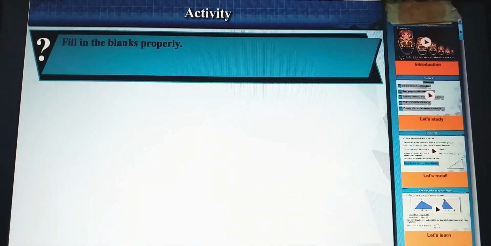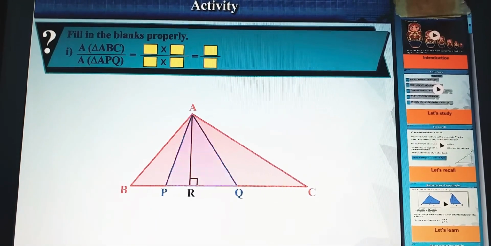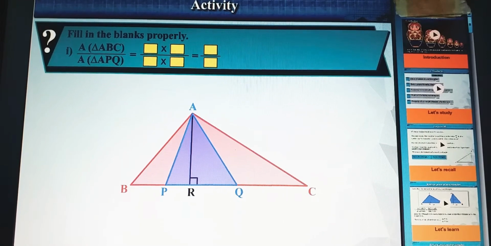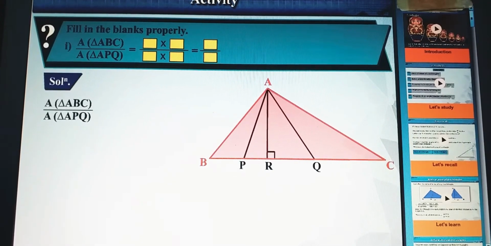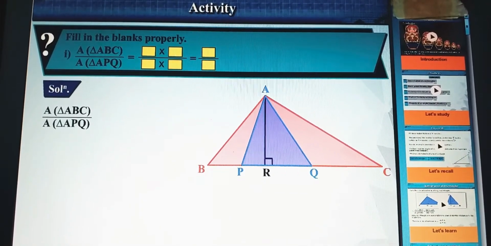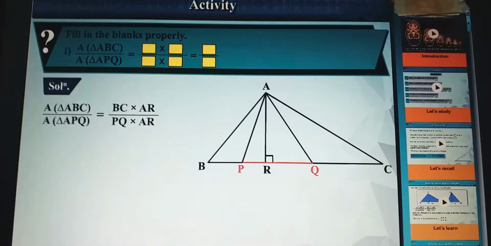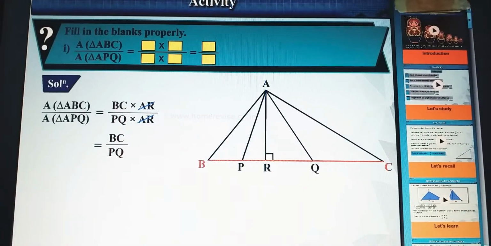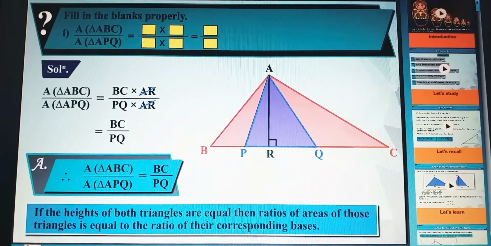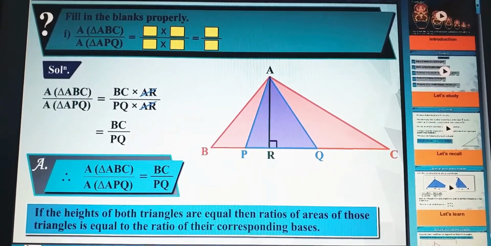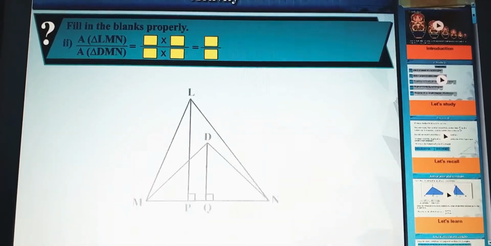Fill in the blanks properly. 1. Area of triangle ABC upon area of triangle APQ is equal to. Solution. Area of triangle ABC upon area of triangle APQ is equal to PC multiplied by AR upon PQ multiplied by AR, which is equal to PC upon PQ. If the heights of both triangles are equal, then ratios of areas of those triangles is equal to the ratio of their corresponding bases.